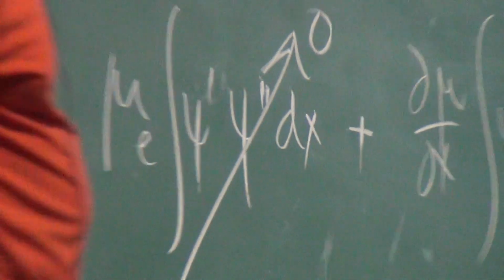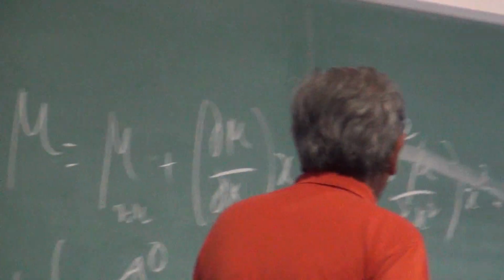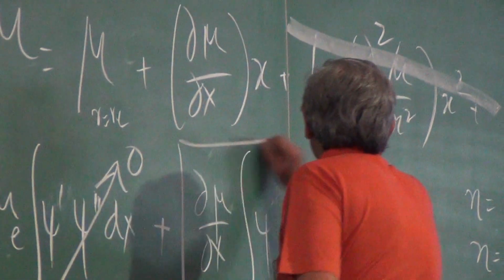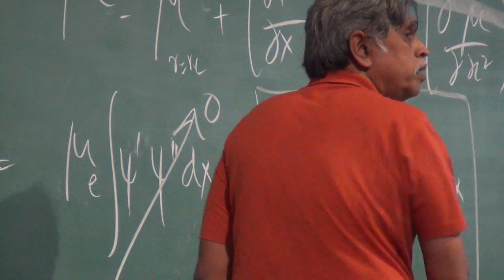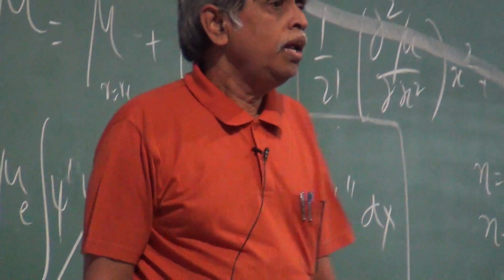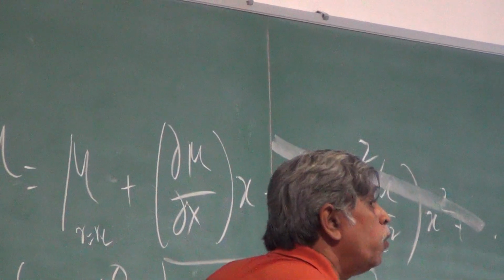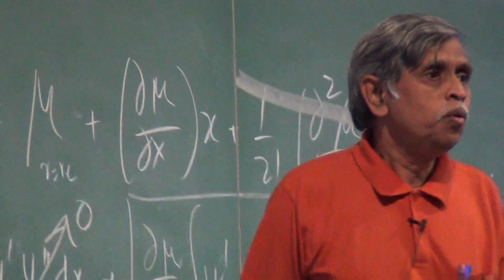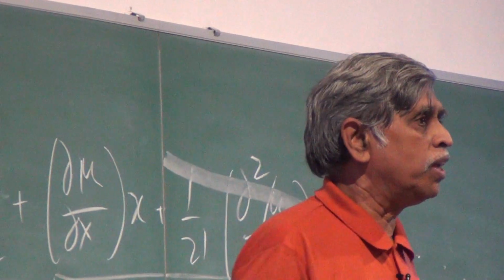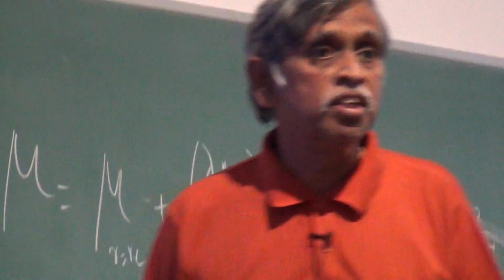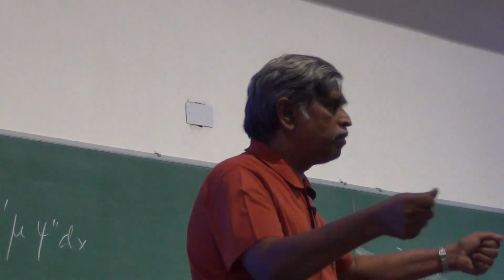So the intensity, the transition probability integral, now simply depends on this. If d mu over dx is 0, what happens? The whole thing goes to 0. And you don't have an intensity for the transition. But what do you mean by saying d mu over dx is 0? It's simply saying that there is no change in dipole moment during the vibration.